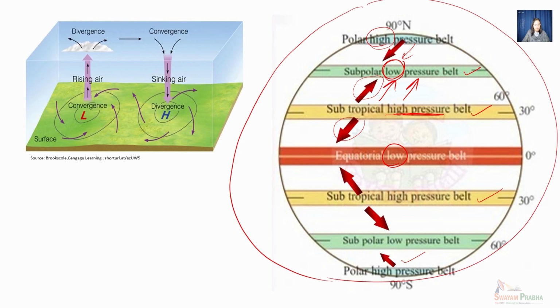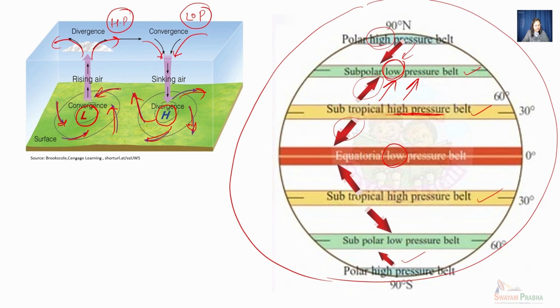So if you have a low pressure center at the ground surface, it will lead to convergence of air at the ground surface. And opposite to this, you will have a high pressure center in the upper atmosphere, which will lead to the divergence of winds in the upper atmosphere. Opposite to this, if you have a high pressure center at the ground surface, it will be characterized by divergence of winds at the ground surface. And opposite to this, you will have a low pressure center aloft, which will lead to convergence of winds.